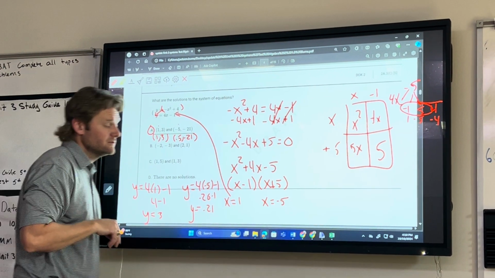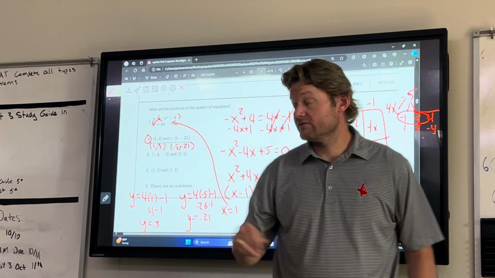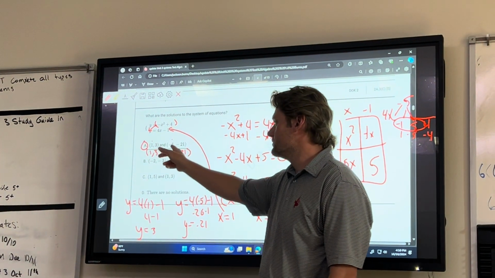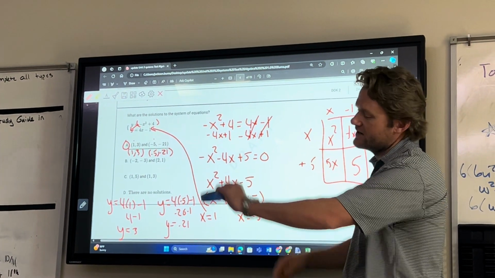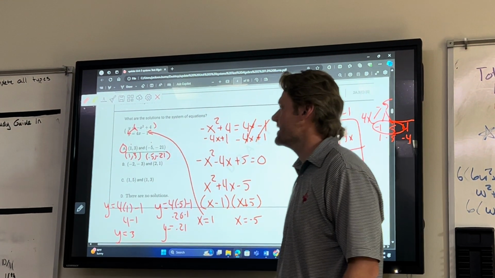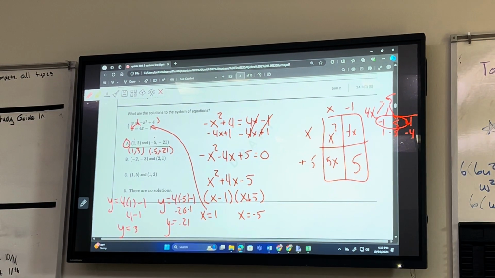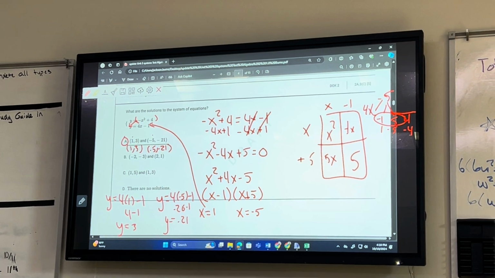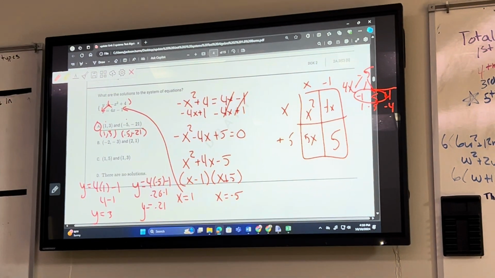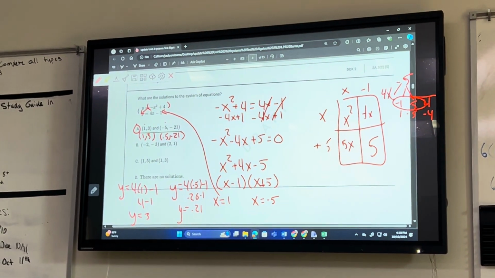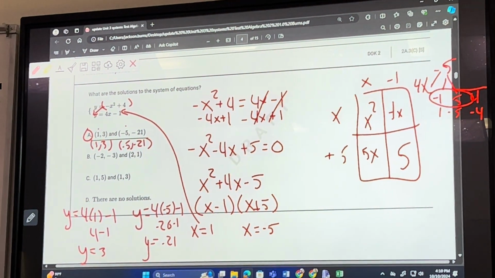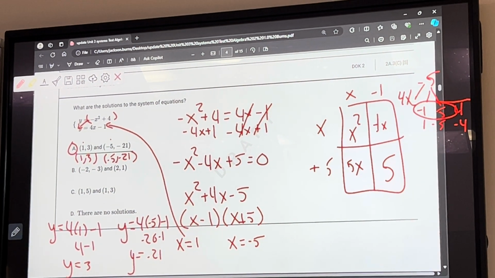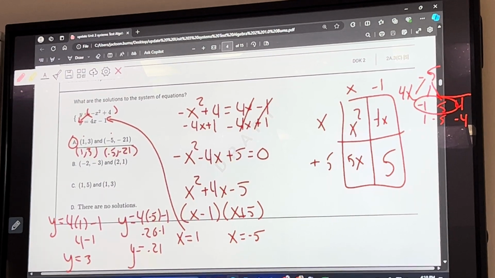So you will find those points on Desmos. You will have to zoom out a little bit for your negative 5, negative 24. That is where that graph intersects that line. So why don't I show you that just so there's no confusion here. I know my screen is frozen. I will unfreeze it here in a second.